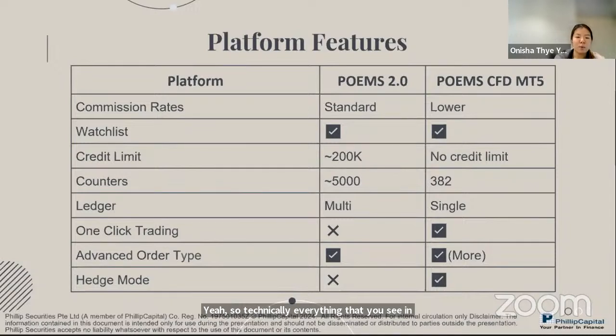Okay, one-click trading: yes, MT5 we have, POEMS we do not have. For that, you can look at the videos online that I've presented for CFD MT5. Those who are interested can go and see. Advanced order types also, CFD MT5 has a lot more different order types compared to POEMS, and the hedge mode too. Hedge mode provides you the ability to long and short at the same time, which is available in MT5.